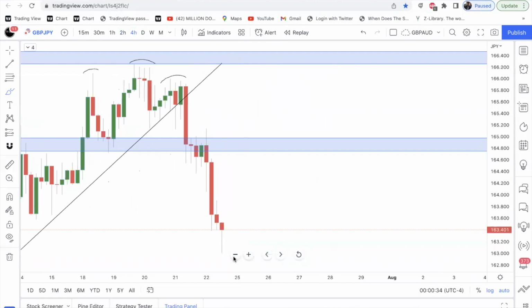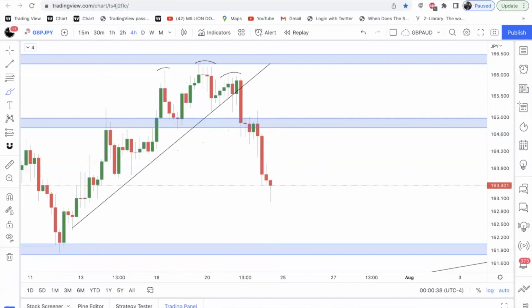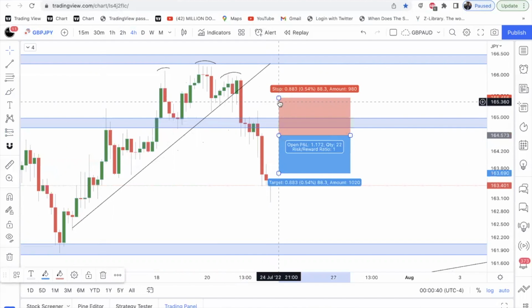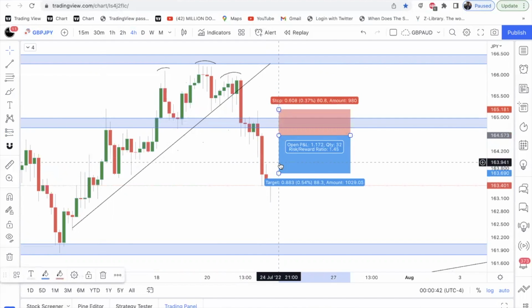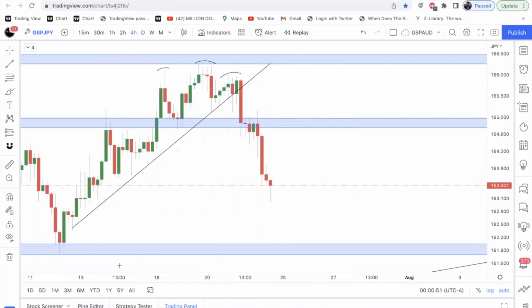Seeing this type of breakdown, even on a 4-hour, you could have started looking for shorts yourselves here, with a stop loss above structure, and just ride this down. You still could have caught 150 pips out of that, even if you enter right here on the 4-hour. But now you want to wait for a pullback.